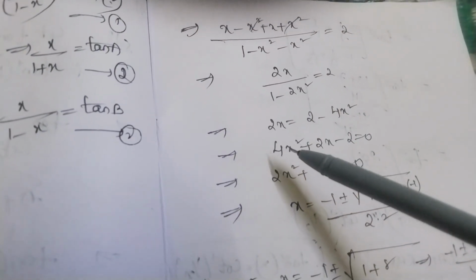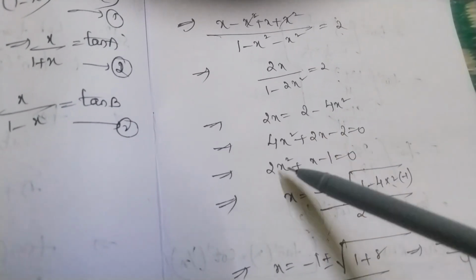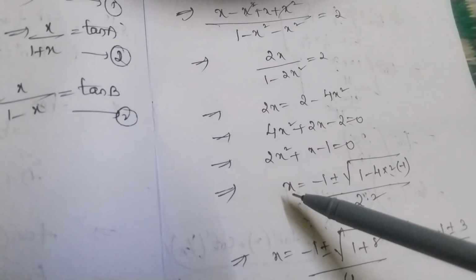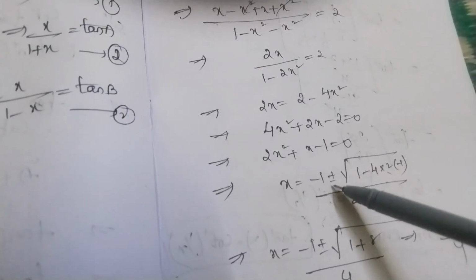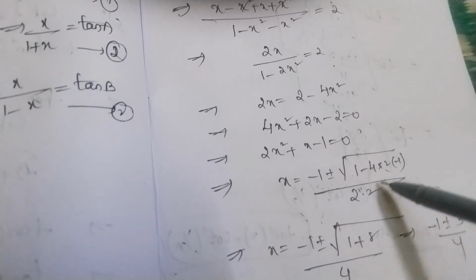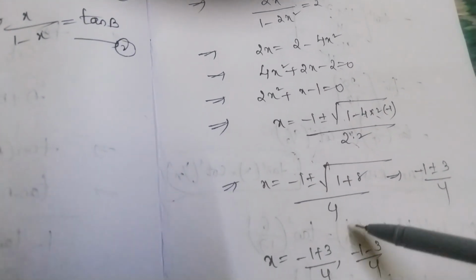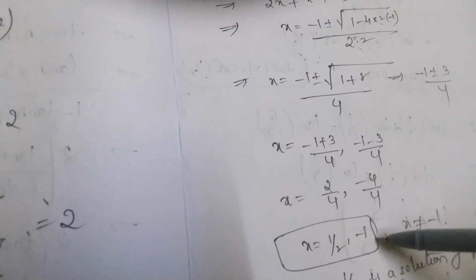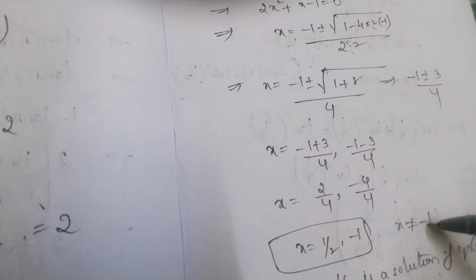Cross multiply it. Then we get 2x is equal to 2 minus 4x square. Then we get a quadratic equation. Then we have to find the solution of this by taking the formula minus b plus or minus under root of b square minus 4ac by 2a. After that we get two values of x: one is 1 by 2 and the second is minus 1. But we should not take minus 1 as a solution.